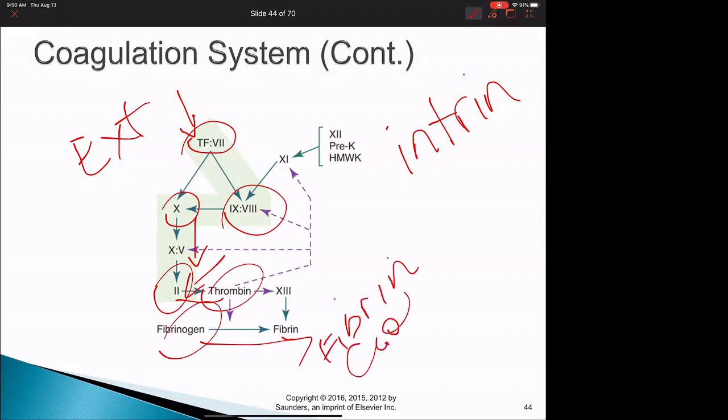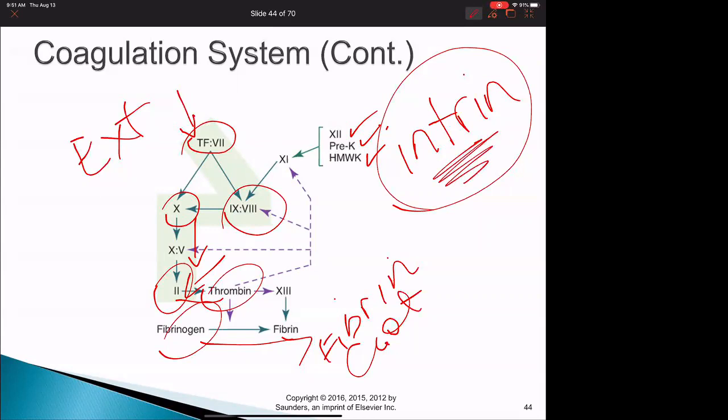Now I just want to go back to this side over here, the intrinsic pathway. I don't know if you guys remember, but I did mention before that factor 12, prekallikrein, and high molecular weight kininogen are factors that are needed for the intrinsic pathway right over here, okay? But if you're missing these factors, it doesn't necessarily mean the patient will suffer from bleeding, okay? But these are the first factors that are needed to initiate the intrinsic pathway.